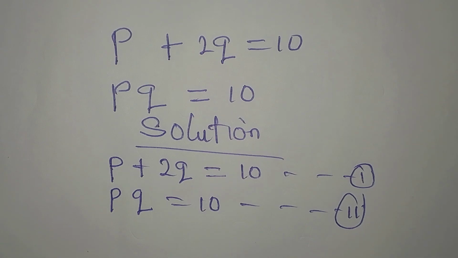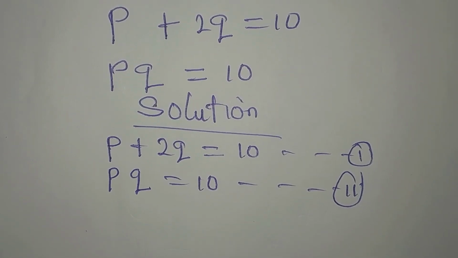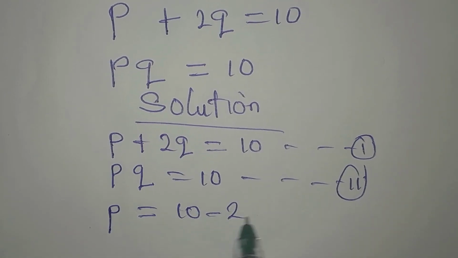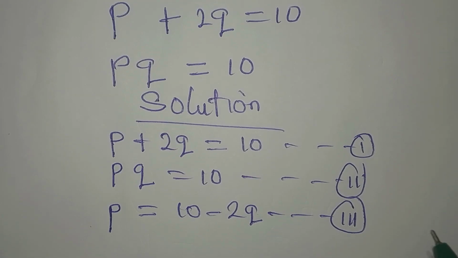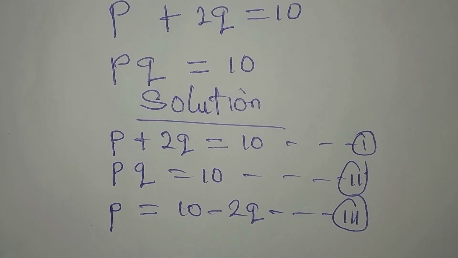Now there will be need for us to have equation 3 that can be obtained from equation 1, so that P becomes 10 - 2Q, and we have this equation 3. We are going to need equation 3 once we get the value of Q. That will help us to get our P, right?